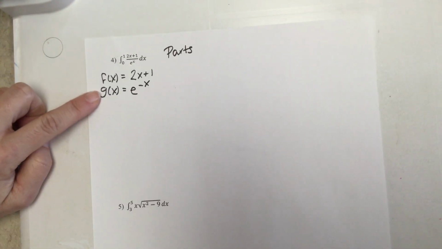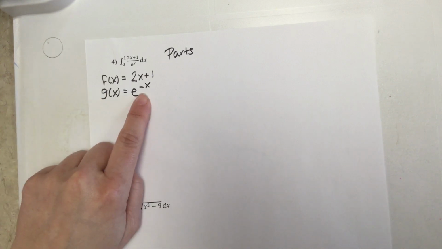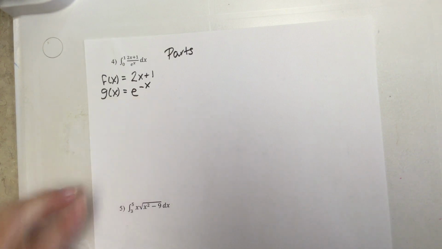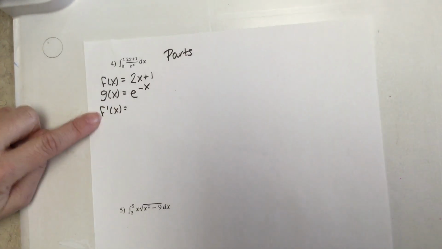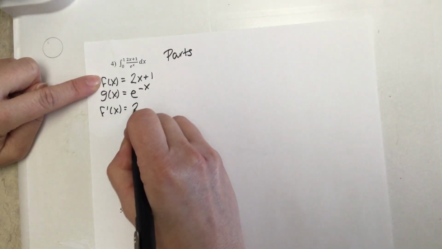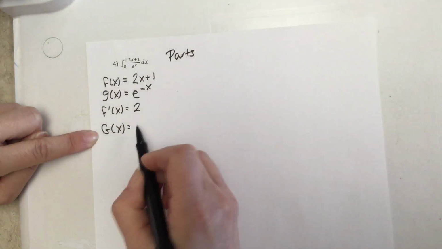That's kind of the tricky part when you do integration by parts. Your g of x, yes, it's what's on the bottom, but you still have to remember to make that exponent negative, indicating that it was on the bottom. Okay, now when you're doing integration by parts, it's the derivative of f of x, that happens to be a 2. The antiderivative of g of x, it's an e term.